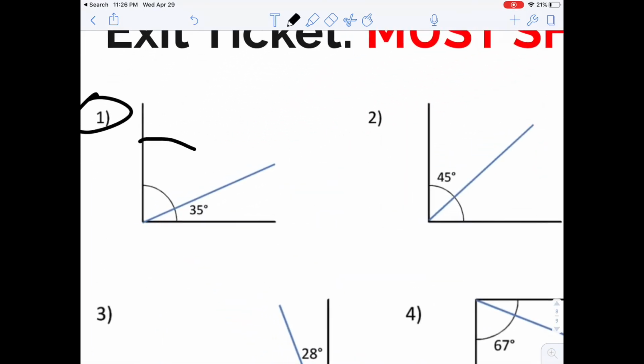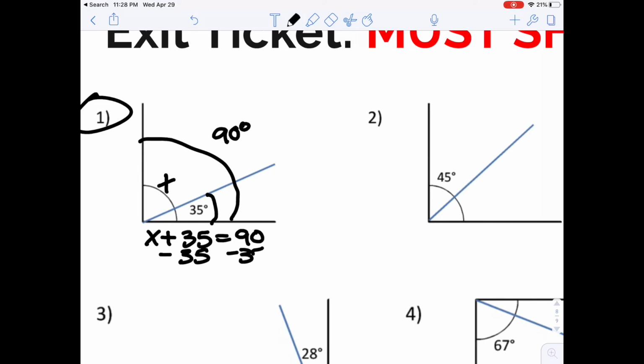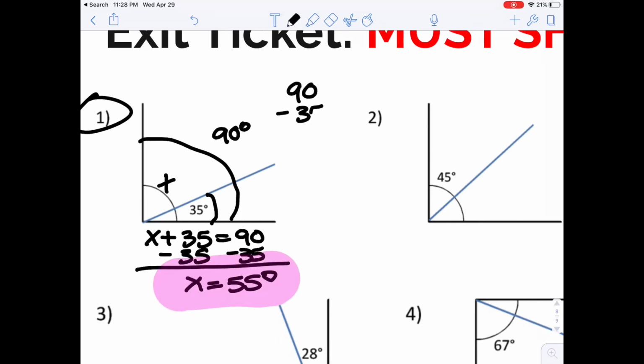I know this entire thing right here equals 90 degrees. But I only know 35. I need to know this. What does X equal? Okay, so I have an equation. X plus 35 equals 90. Okay, I want to know what X is, so I need to move the 35. Subtract 35, subtract 35. X would equal 55 degrees. Okay, now I would be done. Another way to do it is just this. 90 minus 35 equals 55 degrees. Boom, that's my answer. I'm done.